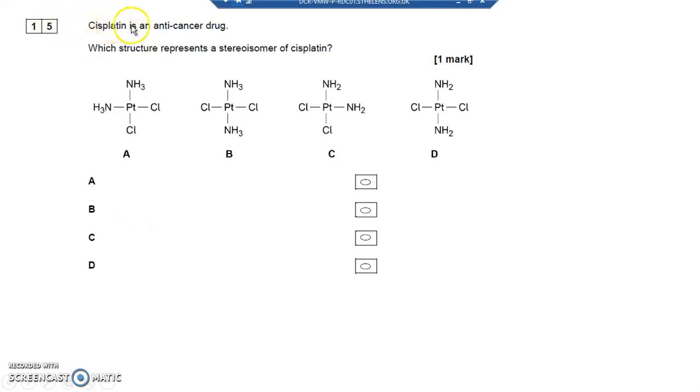Question 15. Cisplatin is an anti-cancer drug. Which structure represents a stereoisomer of cisplatin? If you have a square planar structure, you can have optical isomers. I know I've not got a chiral carbon, but a square planar structure like this with platinum in the middle can have optical isomers.